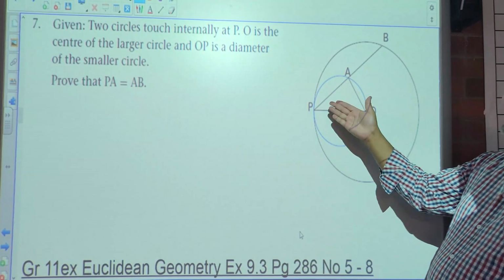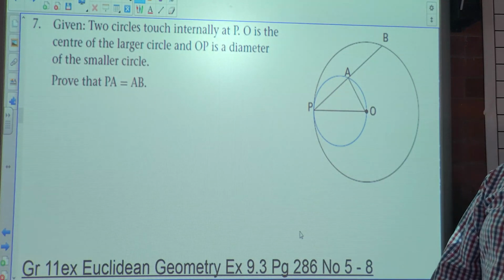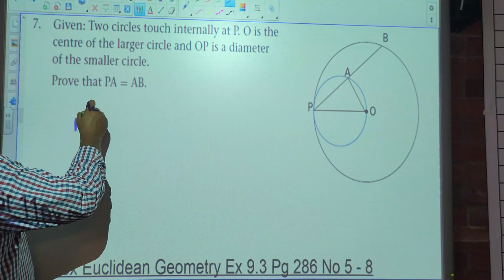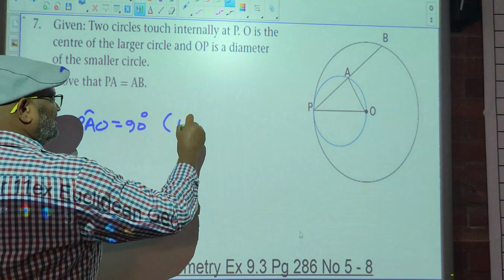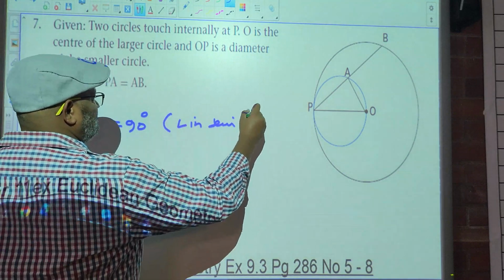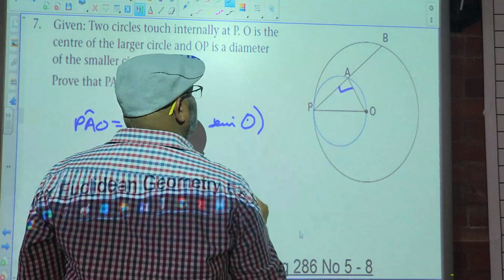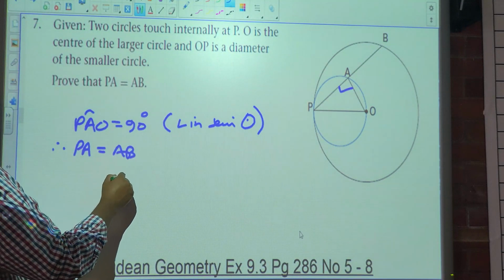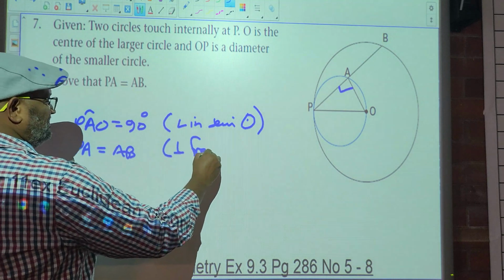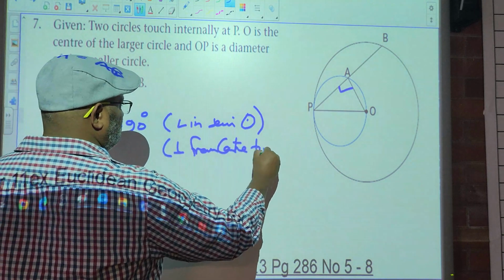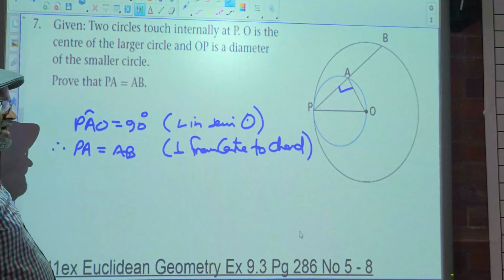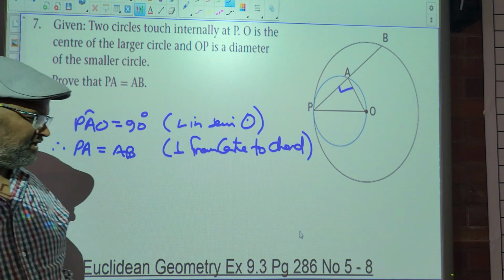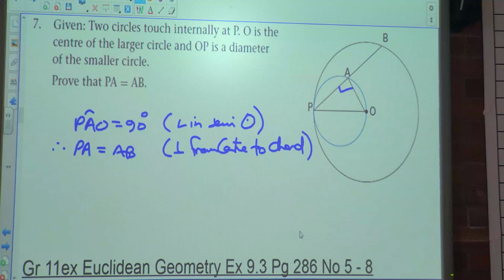Right. And they ask you exactly to prove that PA is equal to AB. So how do we do that? We firstly say that angle PAO is equal to 90 degrees. Why? Angle in semicircle. And now we can say therefore PA is equal to AB. Why? Perpendicular from center to chord bisects the chord. It will cut the chord in half. Any confusion?